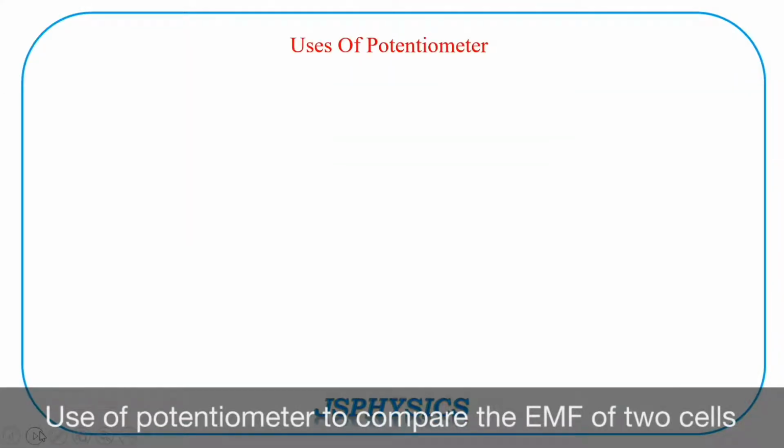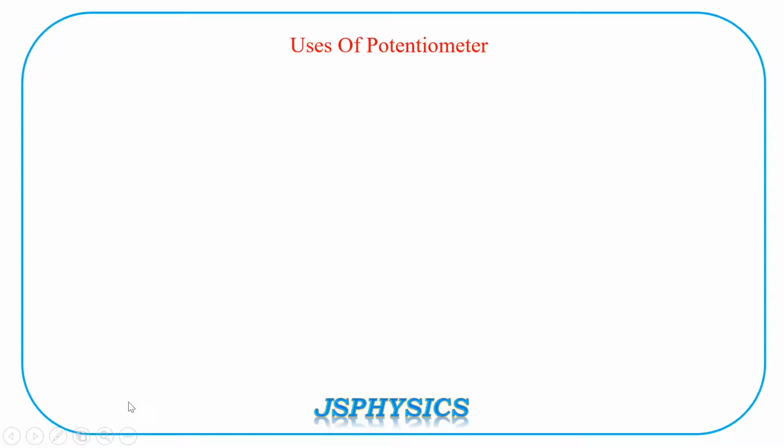In the last lecture, we have seen about the potentiometer. What is it and how it works? What is the principle of potentiometer? If we recollect it, we can say that the principle of potentiometer states that the potential difference between any 2 points on the potentiometer wire is directly proportional to the length between those 2 points. So that is the principle of potentiometer.